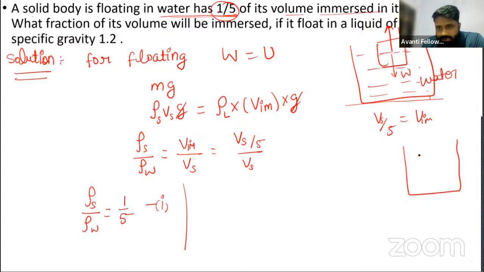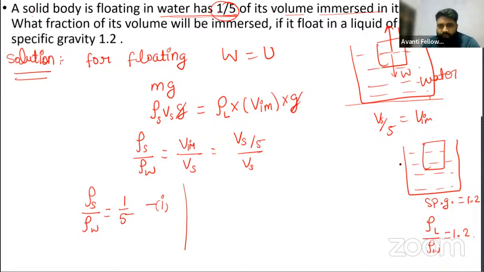So when we drop this solid in another liquid, which has a specific gravity 1.2, the specific gravity of this liquid is 1.2. The specific gravity is nothing but rho of liquid divided by rho of water. Okay. Now, we will assume that 1 by nth of the volume is immersed in the liquid. Like total volume is V, 1 by nth of it is immersed in this particular liquid. So we are going to apply the same.